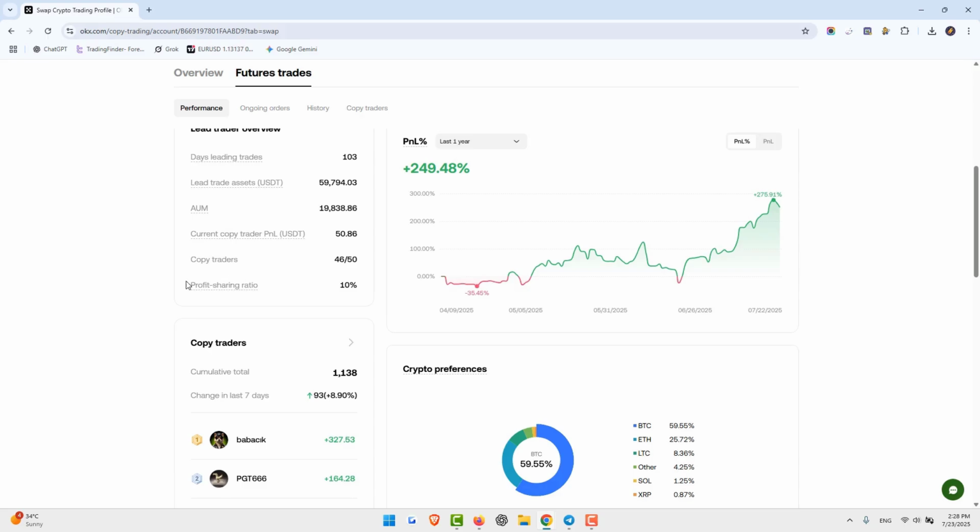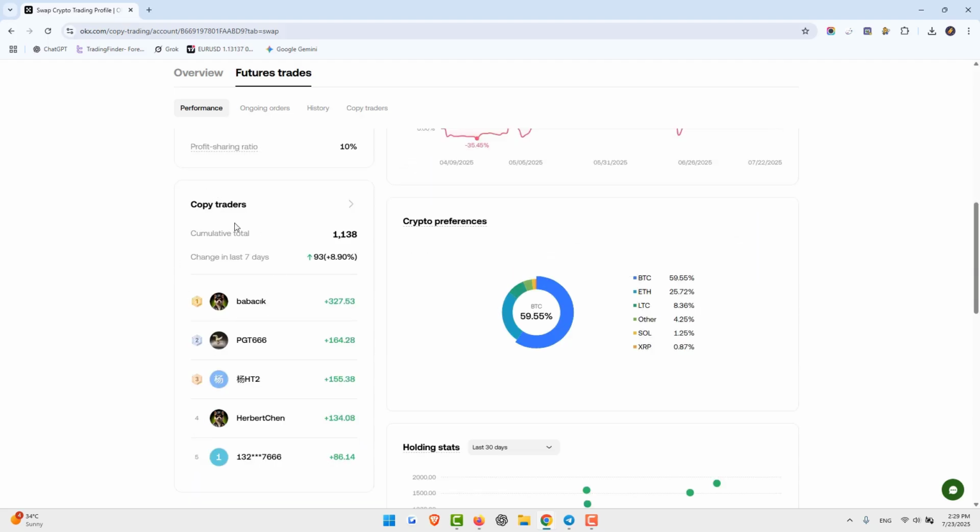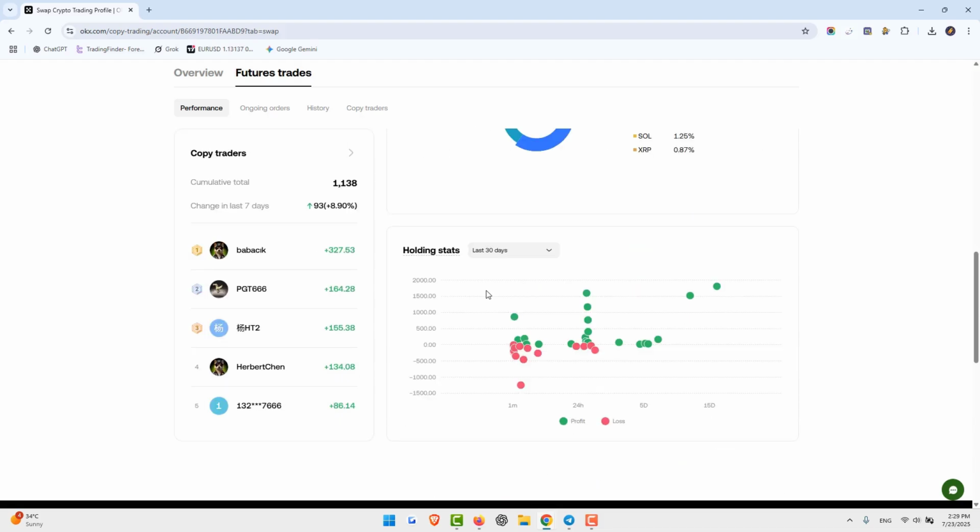Also, in the profit sharing ratio section, you can see this information. You can see what percentage of your trades you need to pay this person after copying their trades. Below, you can also see the followers along with their profits and losses. You can see here the assets this person is trading on, along with their respective percentages. And on this chart, you can view the average holding time of a trade along with its profit.